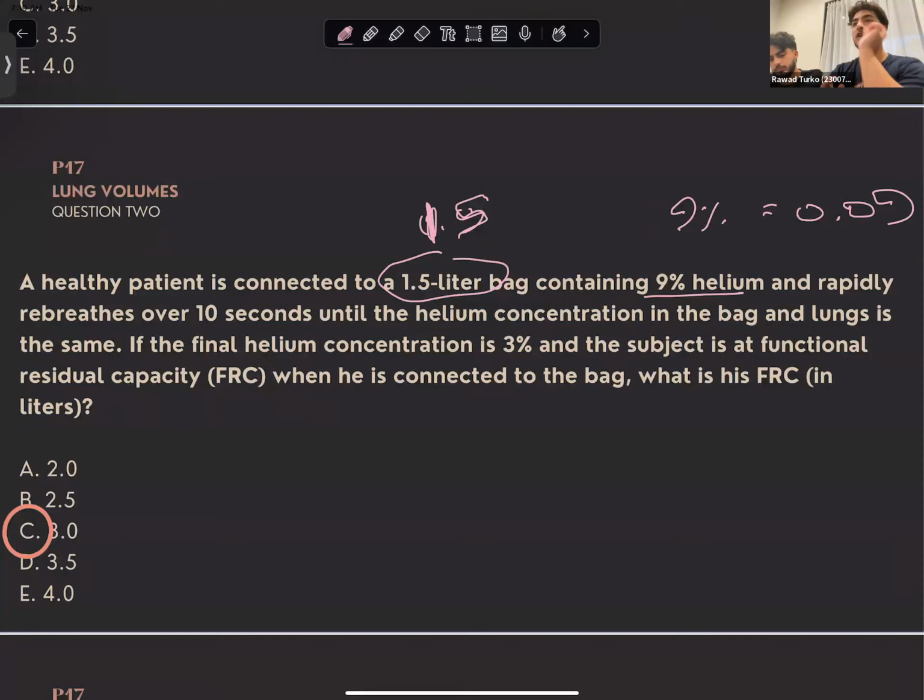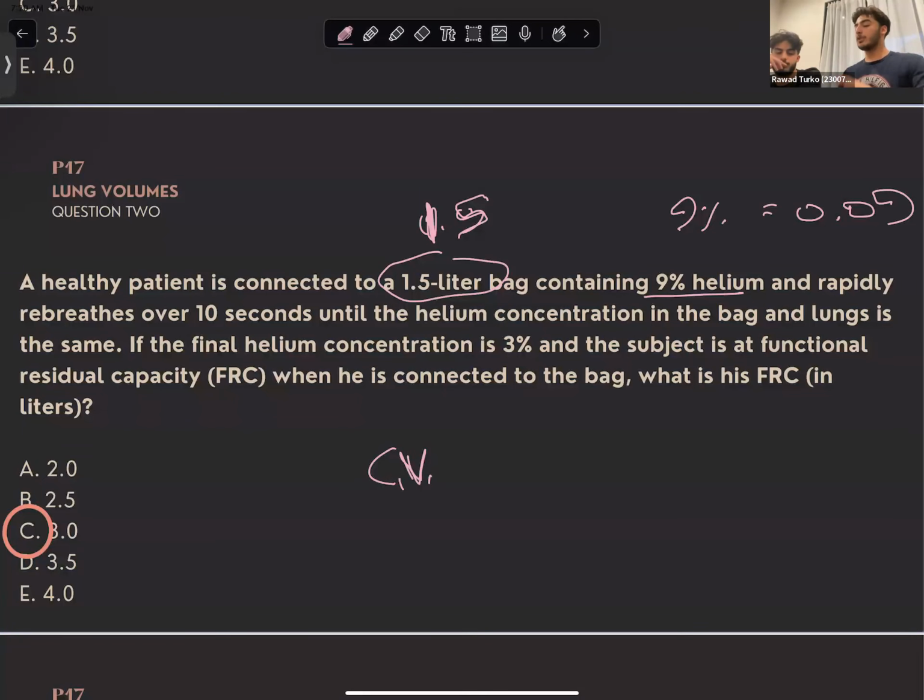Concentration times volume, C times V, gives you your number of moles, or the amount of gas present, right? Do you guys remember that from chemistry? n equals CV, or C equals n over V. We're getting into the chemistry a little bit. You don't need to know this stuff, but I want you to understand it properly.